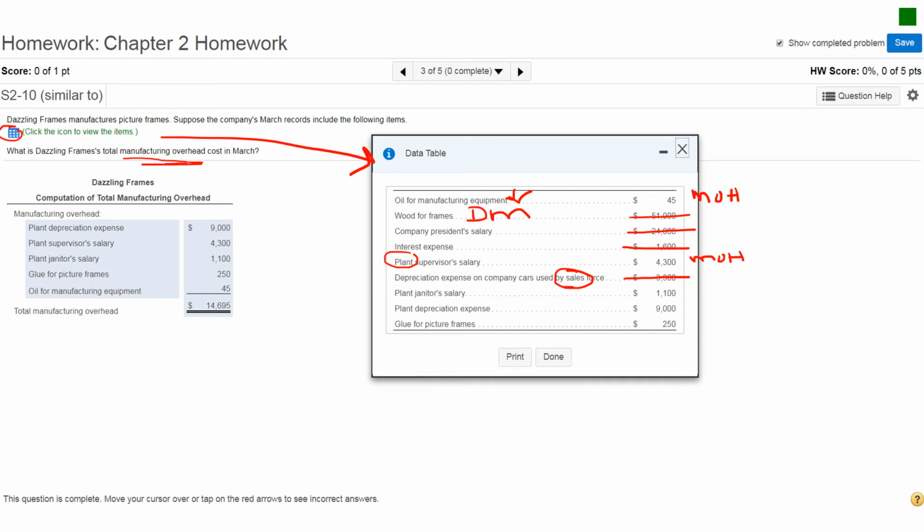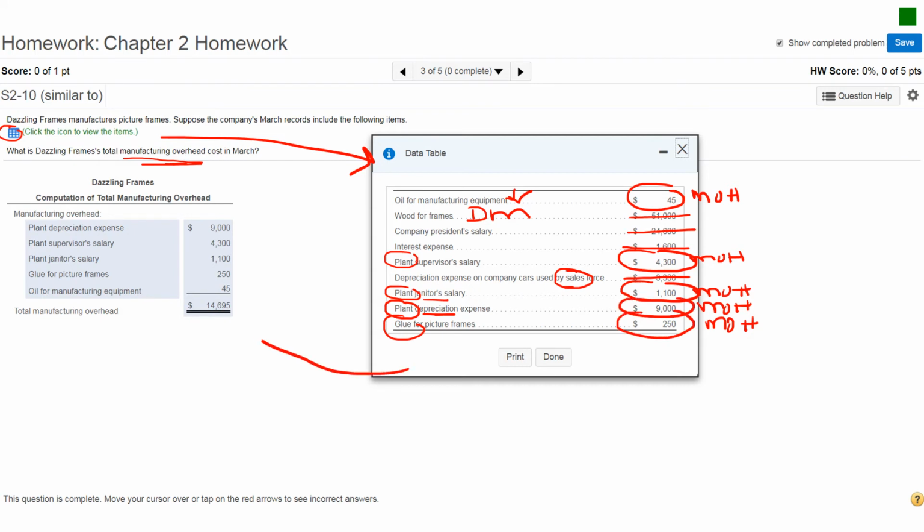That is not overhead. The plant janitor's salaries, the plant that's in the factory, it's the janitor, that's going to be considered manufacturing overhead. Again, the word plant, that's your factory. Depreciation, that's another overhead item. And then finally, the glue for the picture frames, that's also going to be overhead because that's all that indirect stuff. So we've got the oil, the plant supervisor salaries, the janitor salaries, the depreciation, and the glue. And if you look right over here, that's basically your total answer on how to calculate your overhead cost.